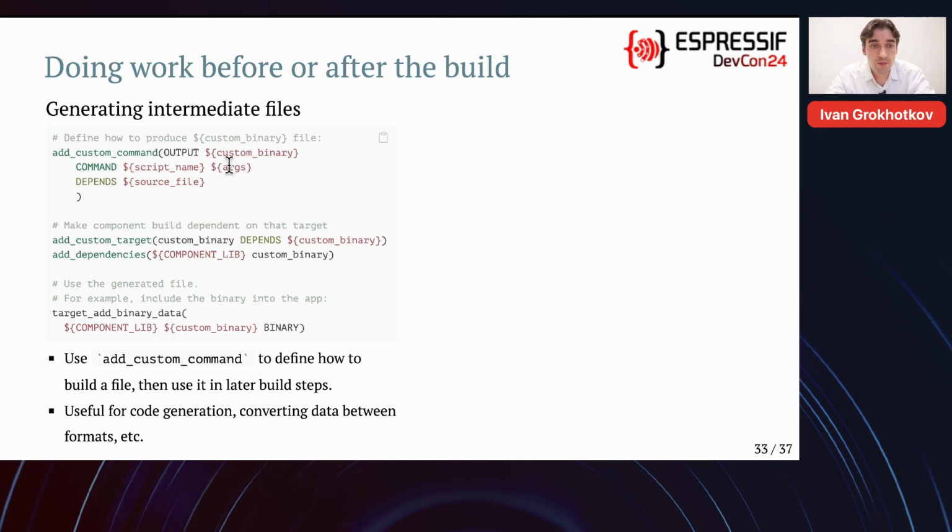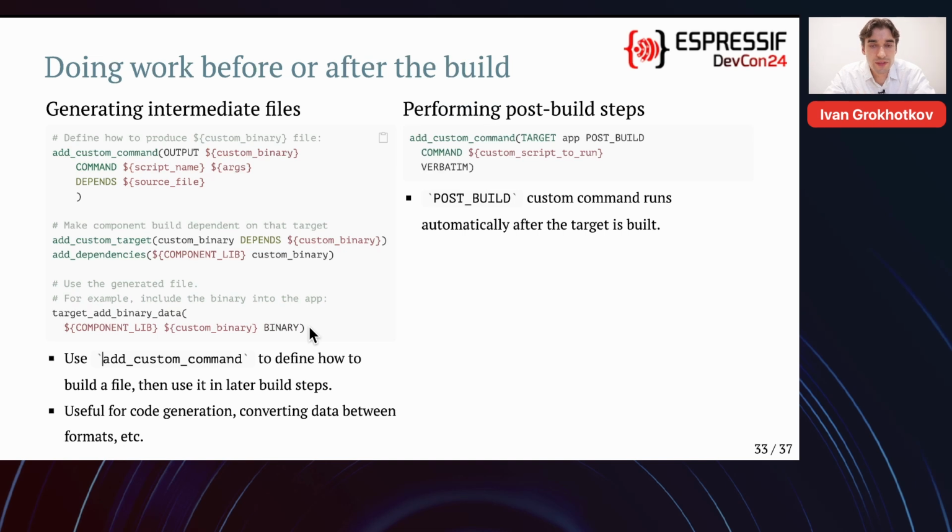In this example, I'm generating a certain binary based on a certain source file using a custom script, and later that binary gets compiled into the application using the target add binary data. If we want to perform post-build steps, then there is an add custom command with the post-build keyword. And this command will run whenever a certain target is built as an additional step. This can be done, for instance, to create archives of generated binaries, or to upload the binaries somewhere.